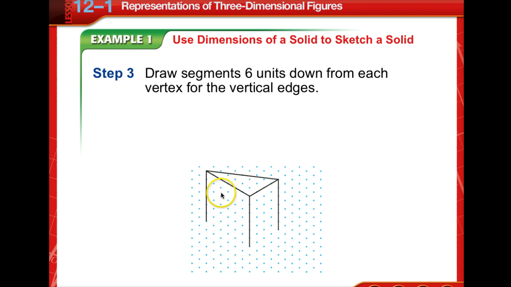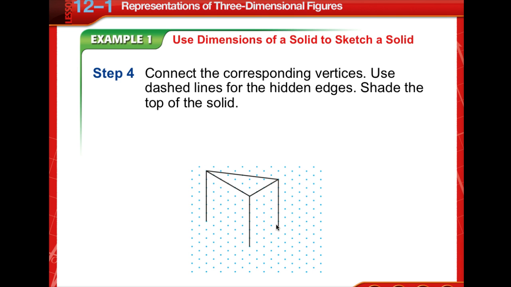Then we're going to draw segments 6 units down from each vertex for the vertical edges, because it's 6 units high, so from each point we go down 6. Then we're going to connect the corresponding vertices, and we're going to use a dash line for the hidden edges. So this is the back of the figure, which you normally couldn't see, so we use a dash line to indicate that, and we shade in the top of the solid.